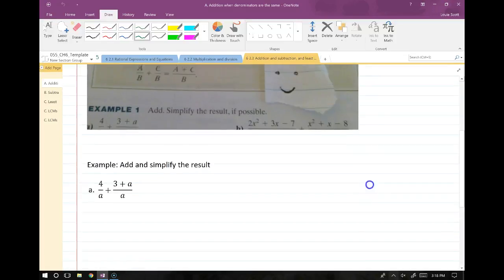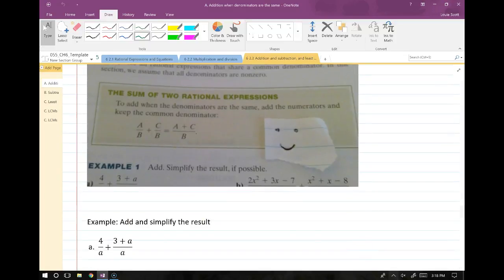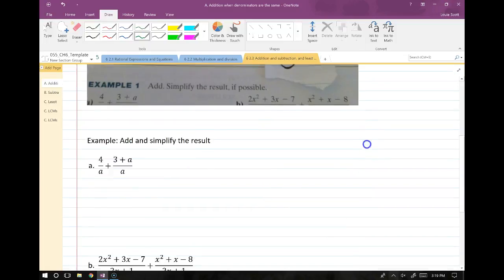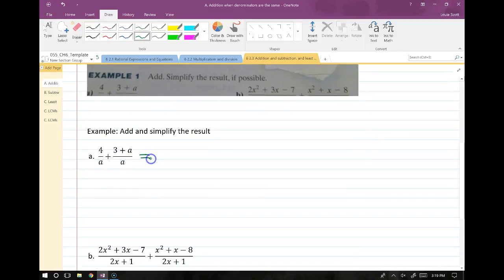Okay, so once again, this is the rule. You can see these denominators match. It combines and creates a single denominator where you add the numerators. So for this particular example, I see that my denominators match, so that just carries right over, and then I have 4 plus 3 plus a up top, which gives me 7 plus a over a.